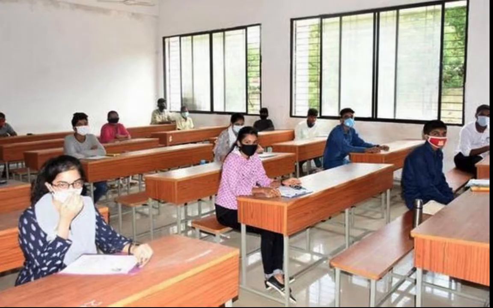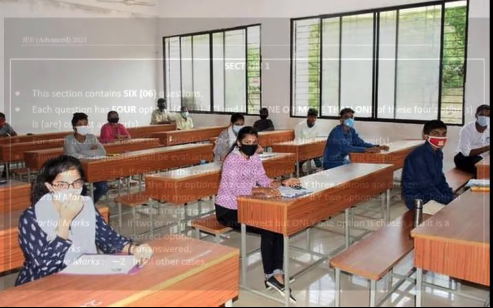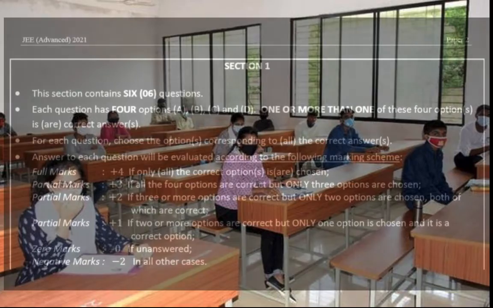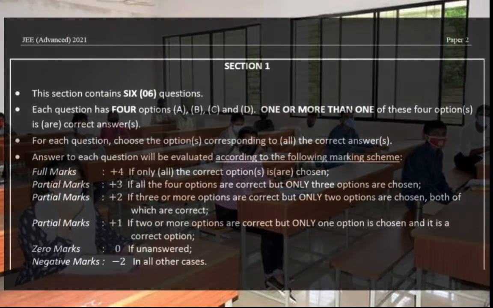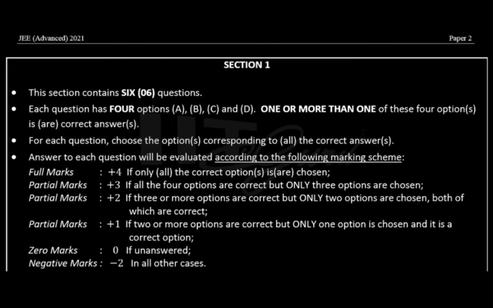This is JEE Advanced 2021 Paper 2, Section 1. This section contains 6 questions. Each question has 4 options, A, B, C, and D. One or more than one of these 4 options are correct answers.